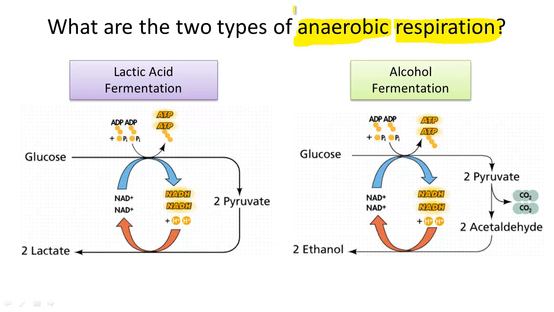or sometimes called fermentation. There are two kinds of anaerobic respiration: lactic acid fermentation or alcohol fermentation. In this lesson, we will review both and give an example of each. When you think of lactic acid fermentation, think of sore muscles.